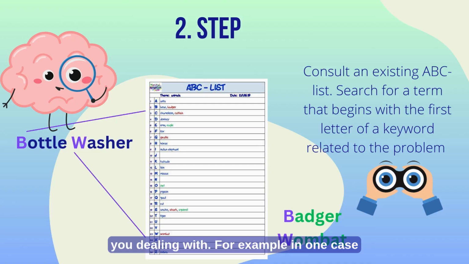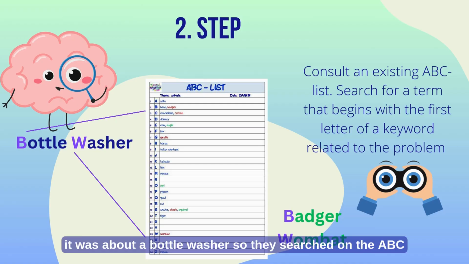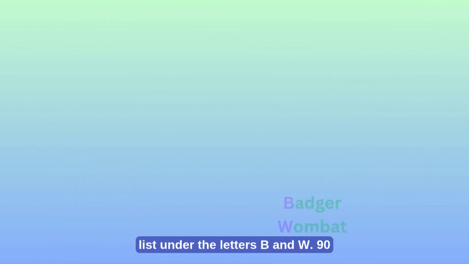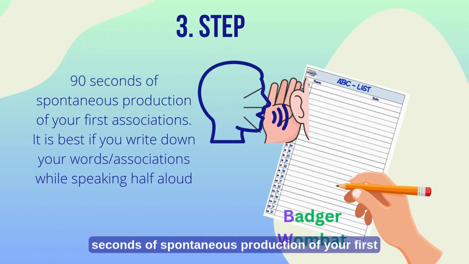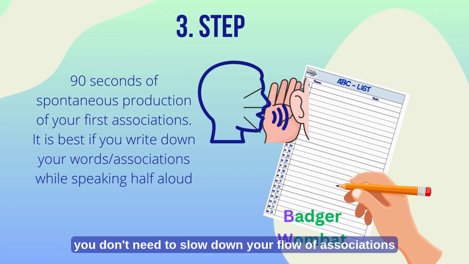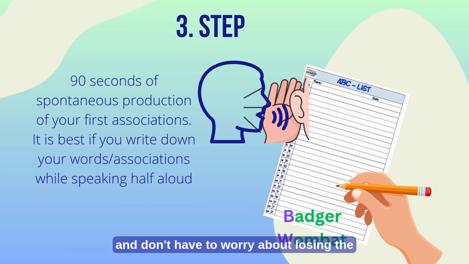For example, in one case, it was about a bottle washer, so they searched on the ABC list under the letters B and W. 90 seconds of spontaneous production of your first associations. You can create a new ABC list with your associations. It is best if you write down your words/associations while speaking half aloud. If you write down and speak at the same time, you don't need to slow down your flow of associations and don't have to worry about losing the associative thought.